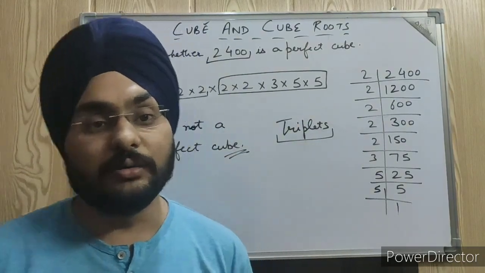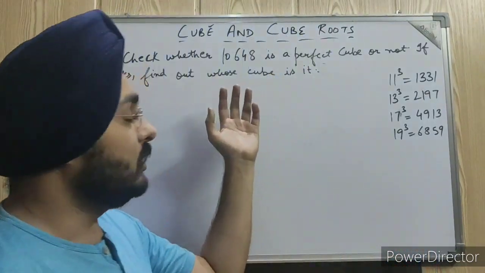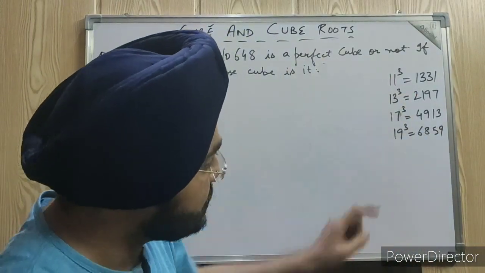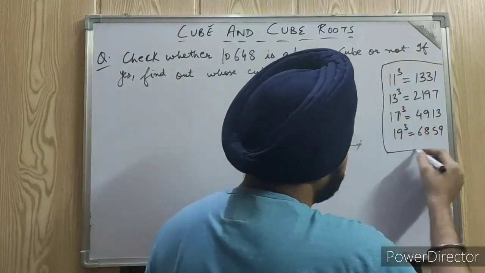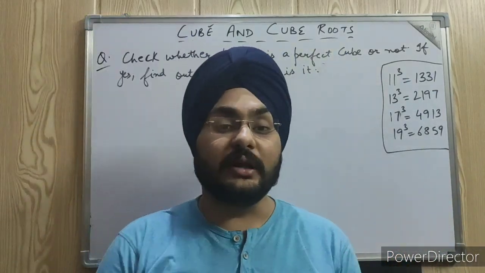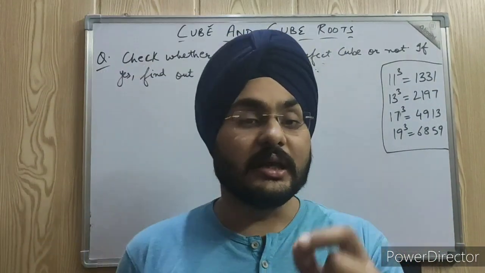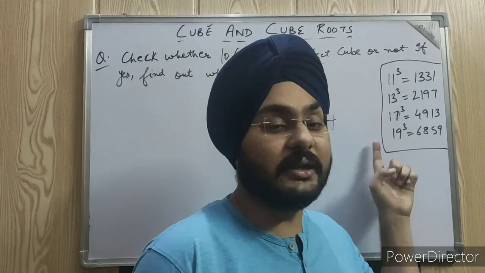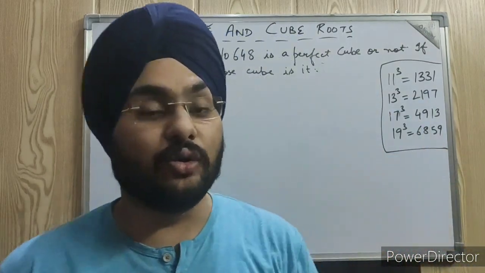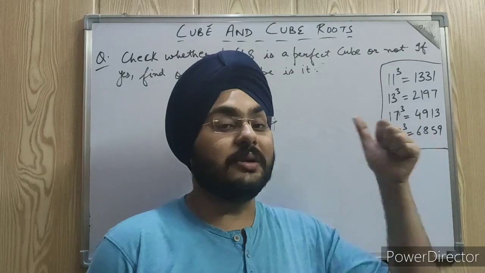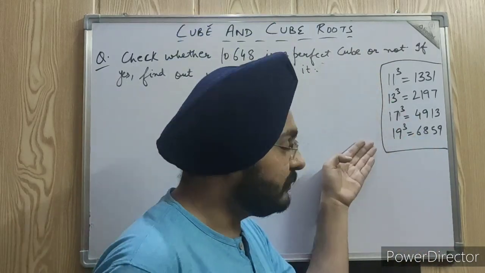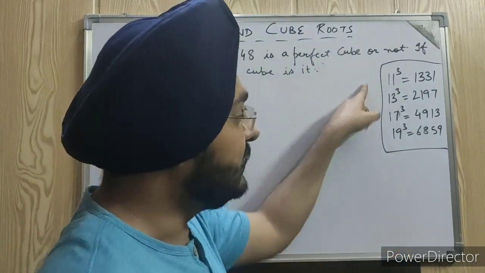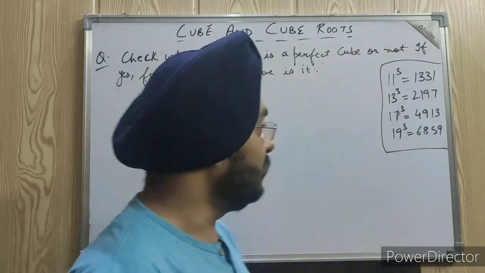So coming to the next question now. Before that, please write down these cubes in a similar way as we have done in square and square roots. I had told you to remember the squares of 11, 13, 17 and 19. Basically these are prime numbers lying between 10 and 20. Similarly you have to remember the cubes of these numbers. Then it will be easy for you to do the calculation here. So please note down these cubes from 11 to 19.